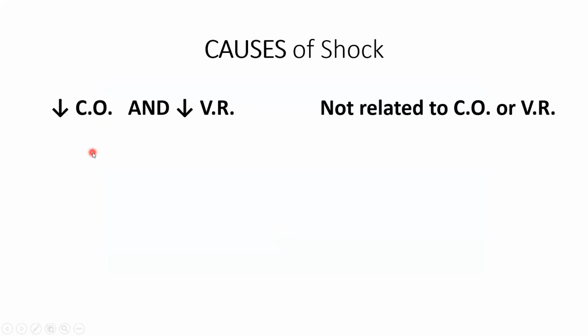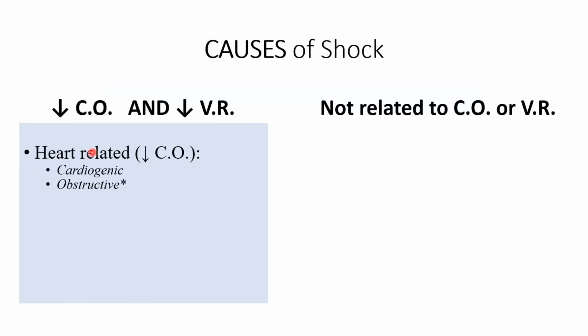Okay. Now, this set of things I've labeled as decreased cardiac output and decreased venous return, as opposed to not related to cardiac output or venous return. So this section basically hovers around these two issues: decreased cardiac output and decreased venous return, which, if you remember, also get involved heavily in cardiac failure.